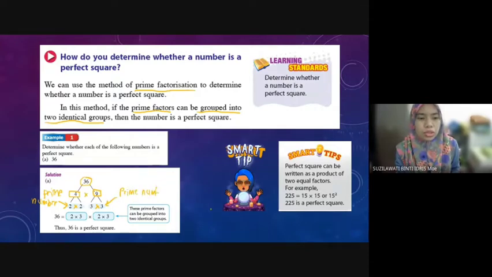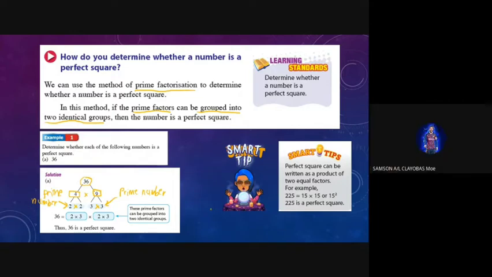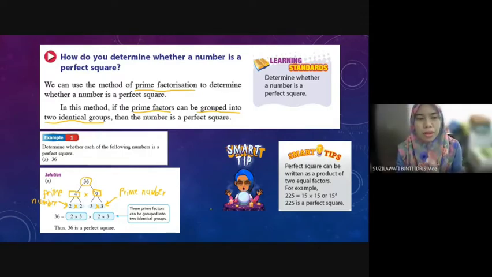So, you need to remember what a prime number is. Apa dia prime number? A prime number is a number that can be divided by itself and one. Itu saja. Dia boleh dibahagi dengan diri sendiri dan satu saja. Dia tak boleh dibahagi dengan lain. So, we stop after we find a prime number.